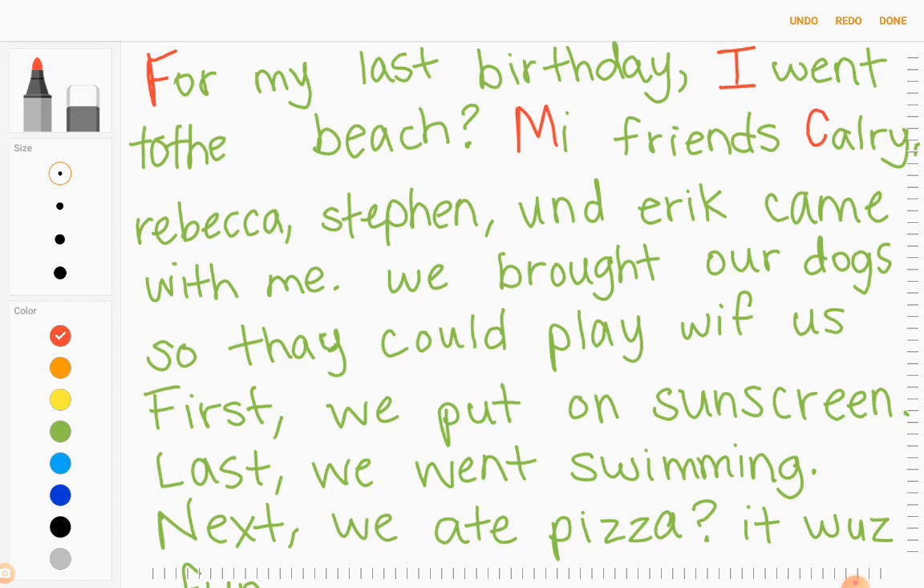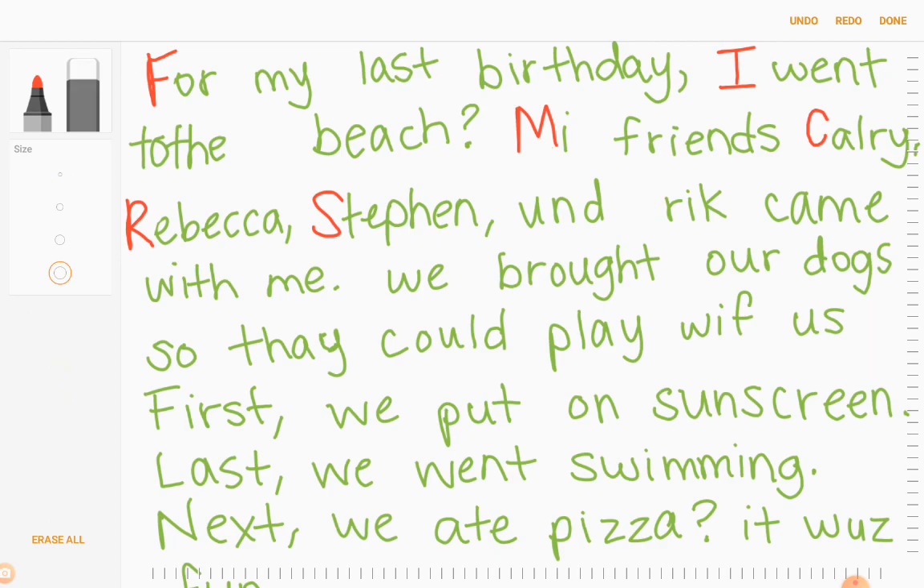My friends Carly, Rebecca, that's not capital either. Ms. Larson really needs to pay attention when she's writing because she has lots of mistakes. Carly, Rebecca, Stephen. Need to capitalize. I didn't capitalize any of these names. Stephen. And Eric. Again, not capitalized. And Eric came with me.